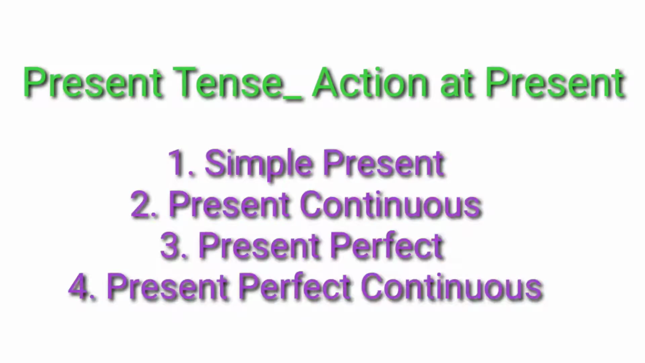Now let us start with present tense. What are the four forms of present tense? Simple present, present continuous, present perfect and present perfect continuous. And we will learn even structures also. And when do we use it? Application is more important, I said no. We will learn everything in detail.